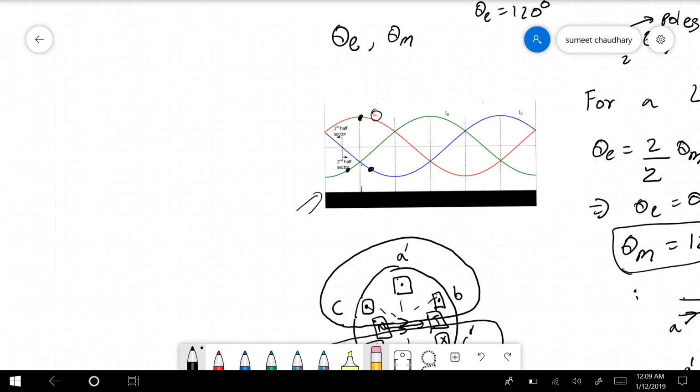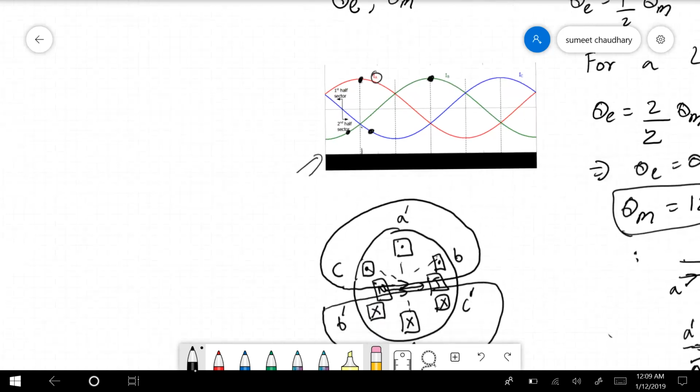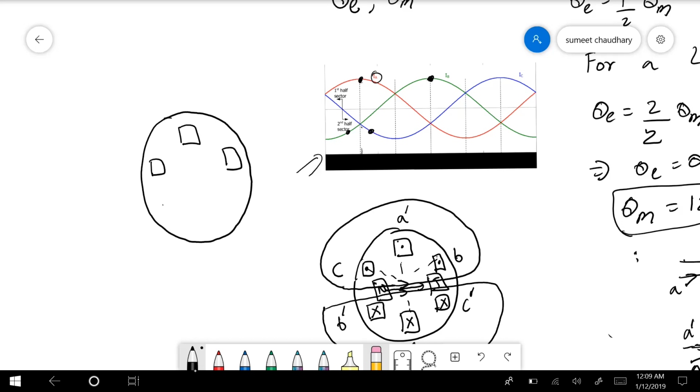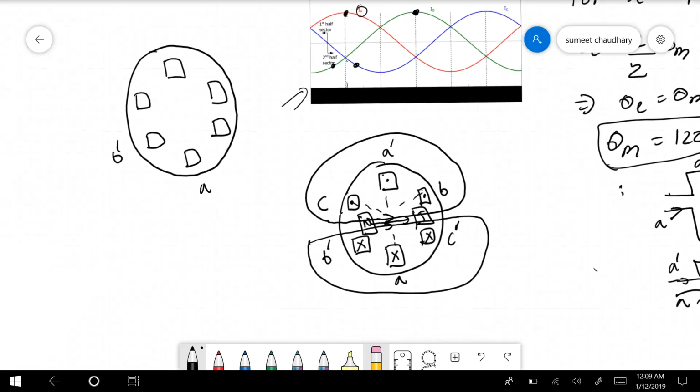if I were to look at the magnetic field at this instant of time, this is how the resultant magnetic vector would look like. Let me redraw this. So here we have B dash, A, C dash, B, A dash and C.